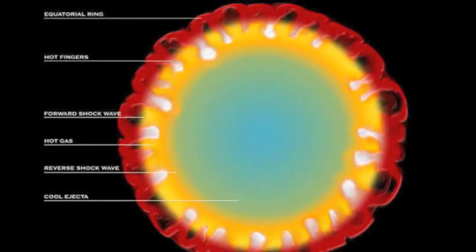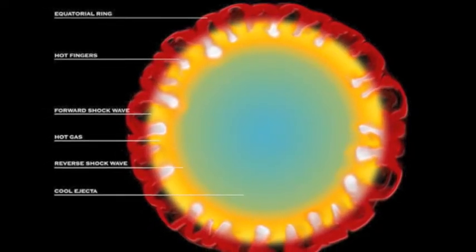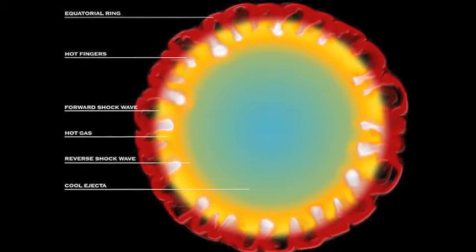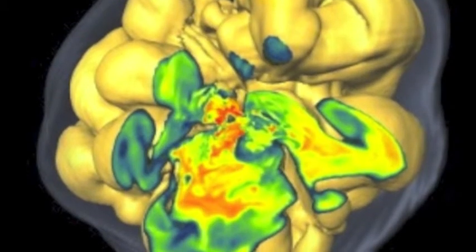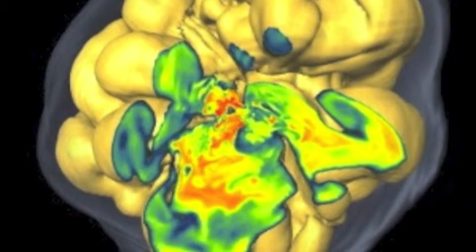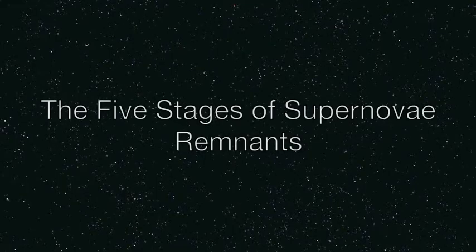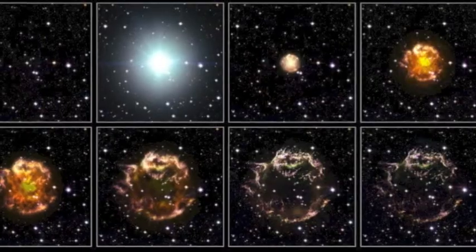A supernova remnant is the structure resulting from the explosion of a star. Supernova remnants consist of ejected material from the explosion and the interstellar material it sweeps up along the way. Supernova remnants go through 5 stages of expansion.